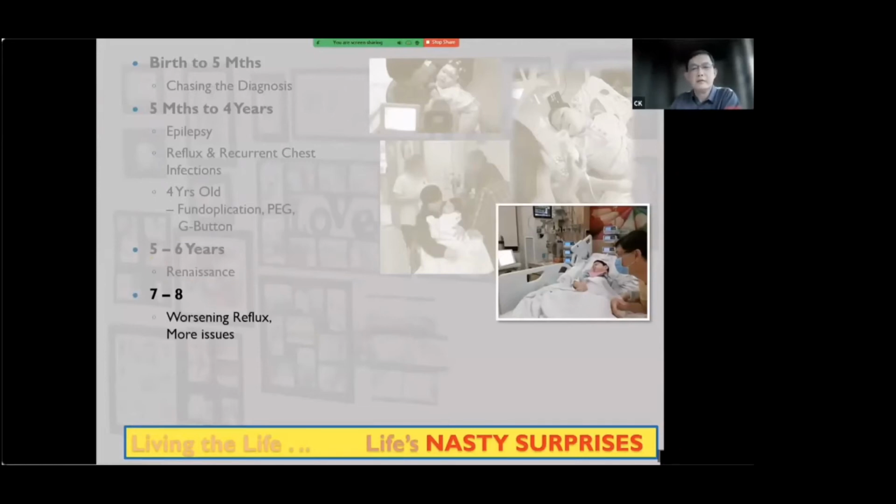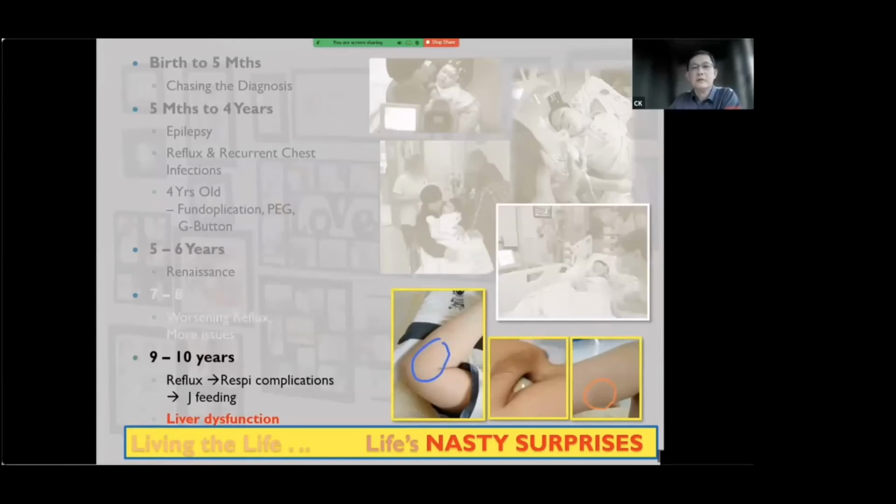When he was about 7 or 8, the reflux continued to worsen. He started to aspirate again, and we wound up in hospital very, very often. Finally, we had no choice but to stop G feeding and proceed to J feeding with a pump. In spite of that, Ryan continued to get repeated chest infections. He also developed a liver dysfunction. As you can see from the image, he became jaundiced. His skin became extremely sensitive, where a mere scratch would result in a yellow line. And he also developed bruises. But those are just all but life's nasty surprises.